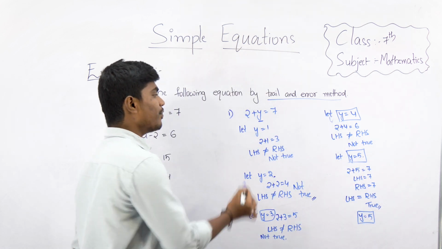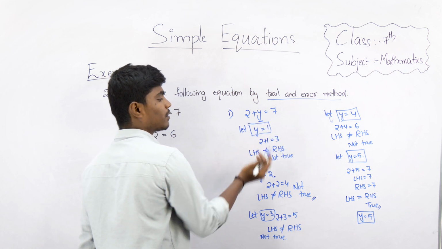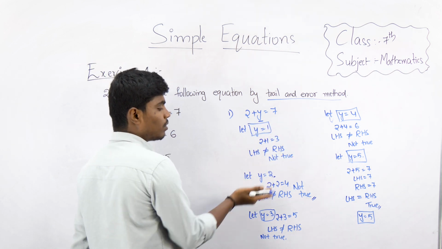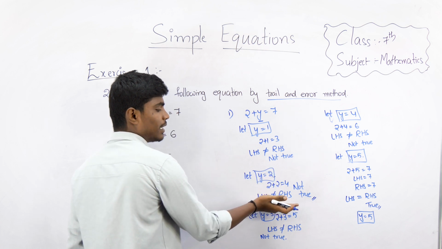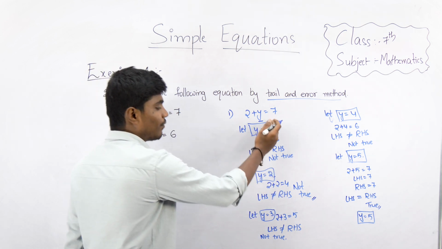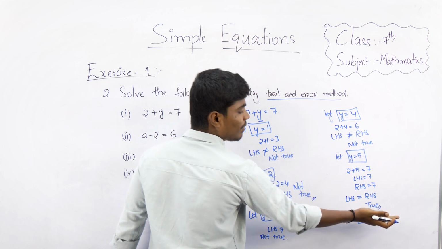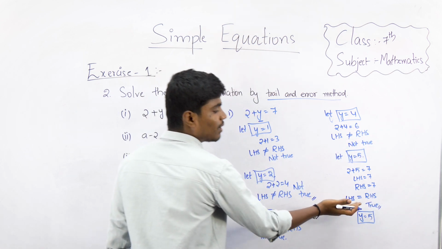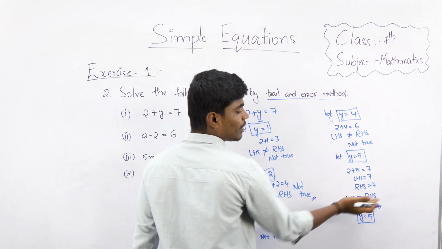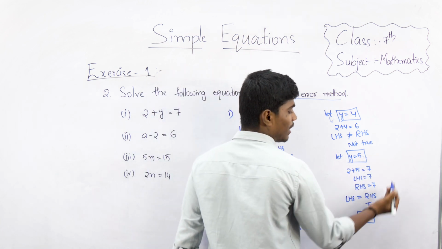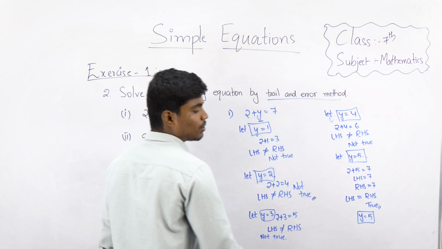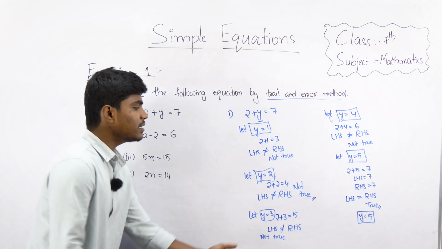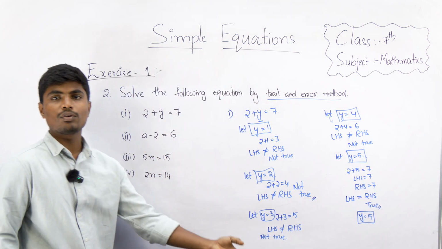See, here we first tried with y is equal to 1. We got not true, so we changed it to 2. It is also not correct. We repeated the process until we got the true statement, until the left hand and right hand side were both equal. Here for y is equal to 5 we got the true statement. So y is equal to 5. This is the solution for the first problem. You can note it down.